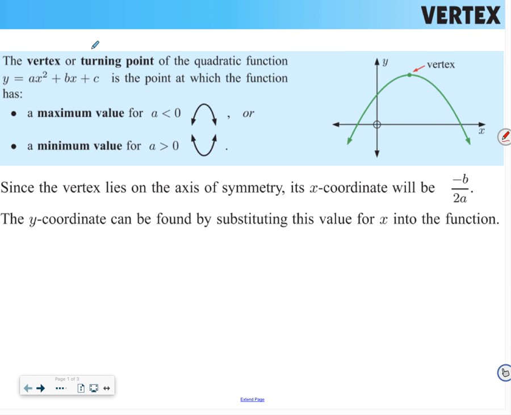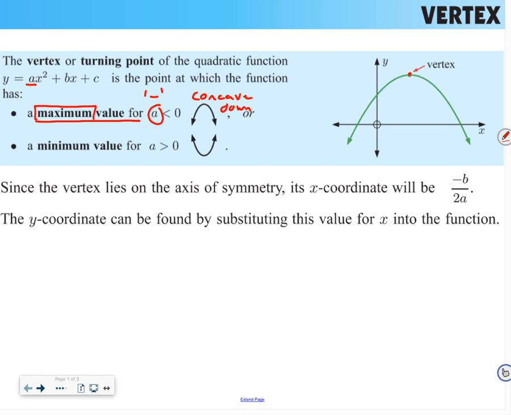It can be a maximum point when our a value, the coefficient in front of our x squared, is less than 0, otherwise known as a negative number. We have a concave down graph. Because it's concave down, our vertex is a maximum.